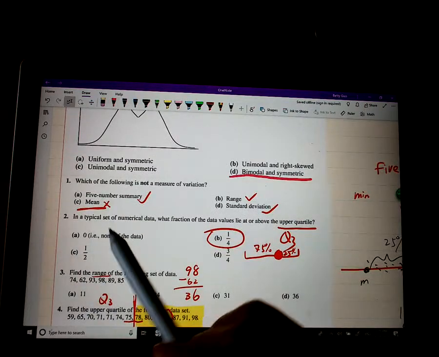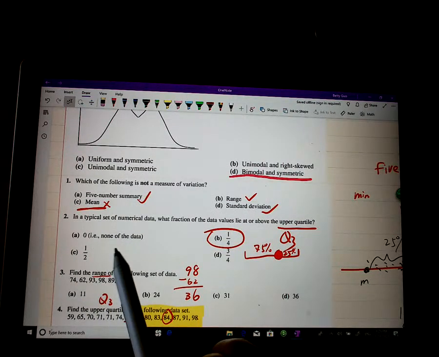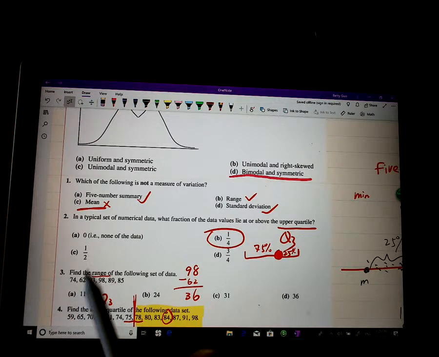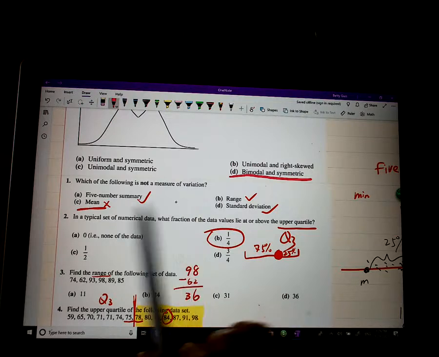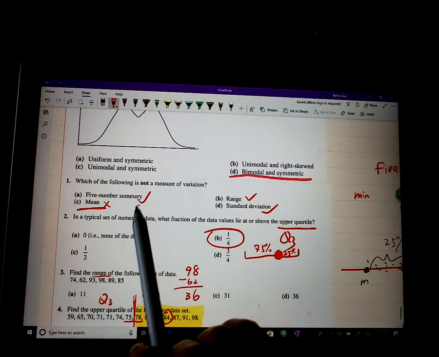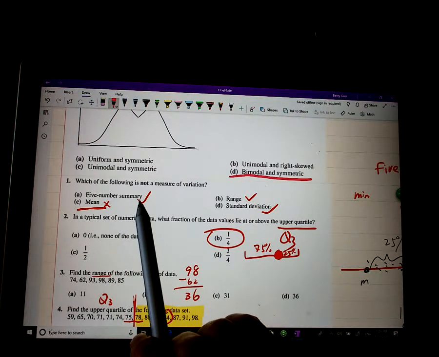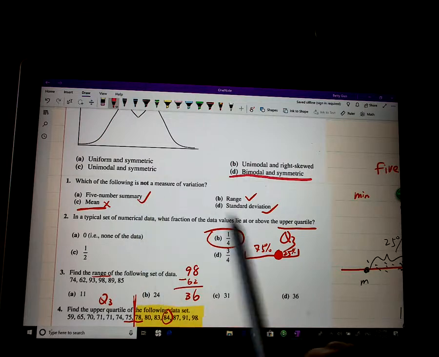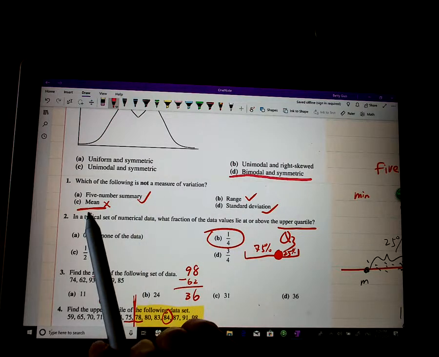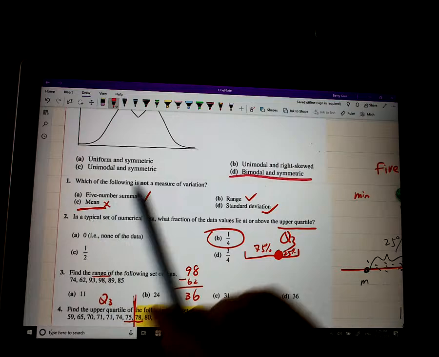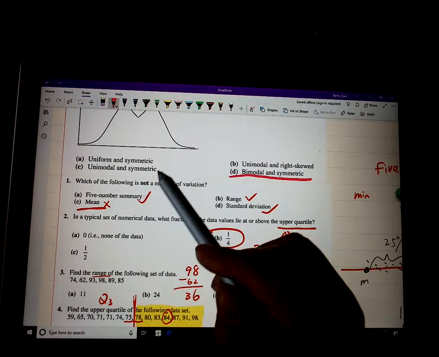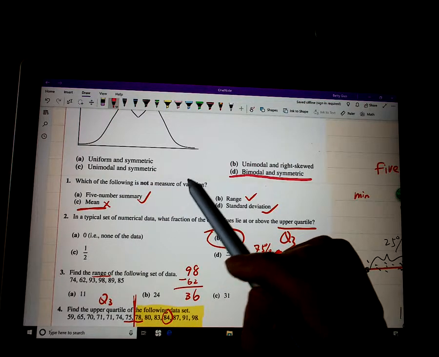And number 1, those are about variation and relative standing. Which of the following is not a measure of variation? A, 5-number summary. 5-number summary measures relative standing. B, range. C, oh, okay. Not a measure of variation. It measures the relative standing, but it also measures the variation.